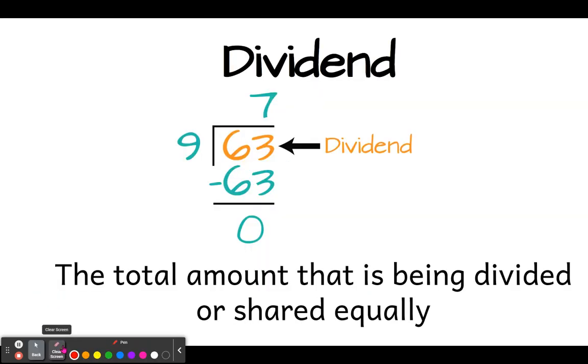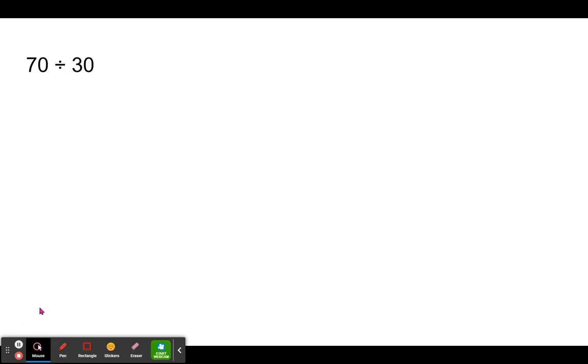All right. Now, let's look at what a dividend is. A dividend is the total amount that is being divided or equally shared. So, in this problem, 63 is our dividend. That is what we are dividing into different groups. All right. Now, let's take a look at today's problem.